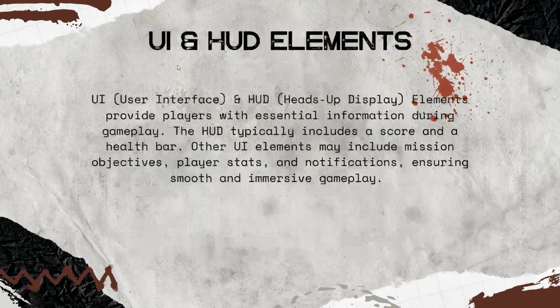UI and HUD elements. UI and HUD elements provide players with essential information during gameplay. The HUD typically includes a score and a health bar. Other UI elements may include mission objectives, player stats, and notifications, ensuring a smooth and immersive game.